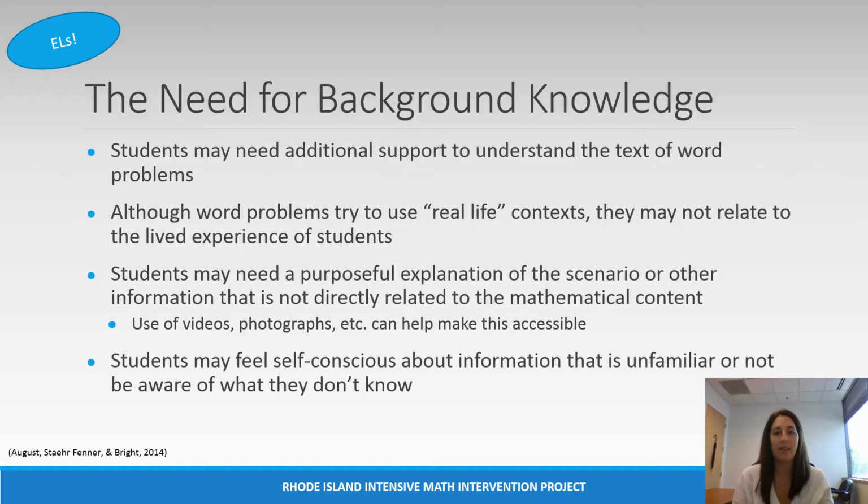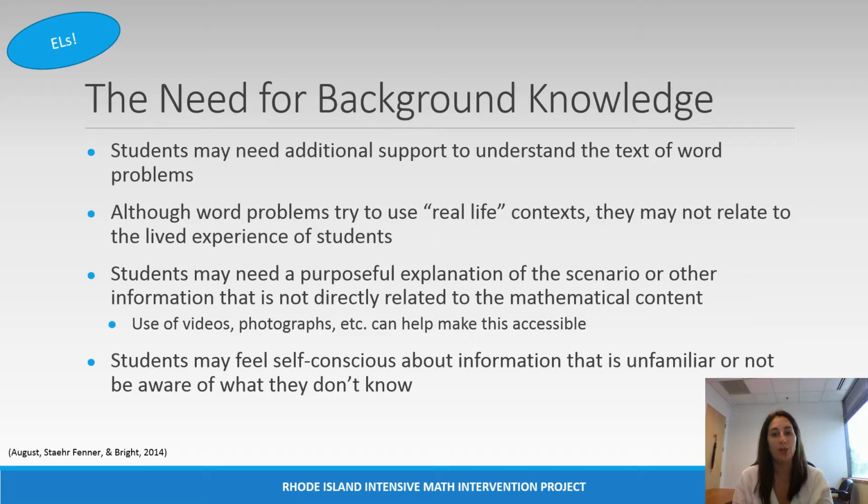ELs are unlikely to possess a level of background knowledge that is similar to fluent English speakers. Therefore, teachers will need to provide additional support and instruction to their ELs. This is particularly pertinent to word problems, as problems often use real-life context that may not be related to students' lived experiences. In these situations, students may need a clear and concise explanation of the scenario or a visual representation that is not directly related to mathematics, but to the broader context.